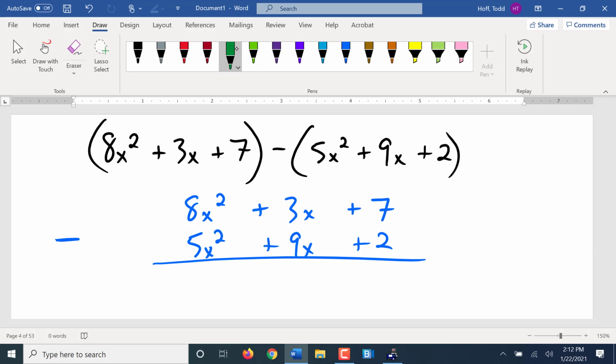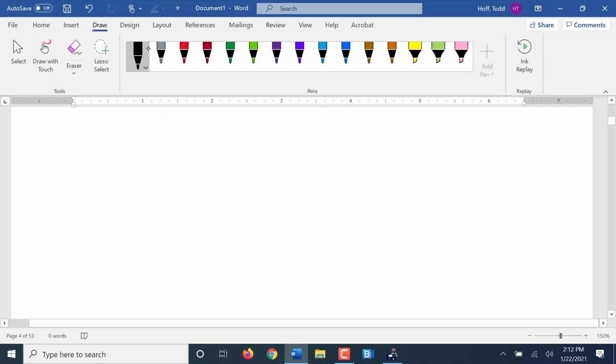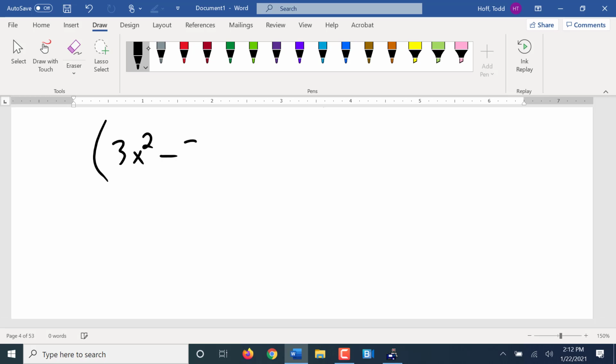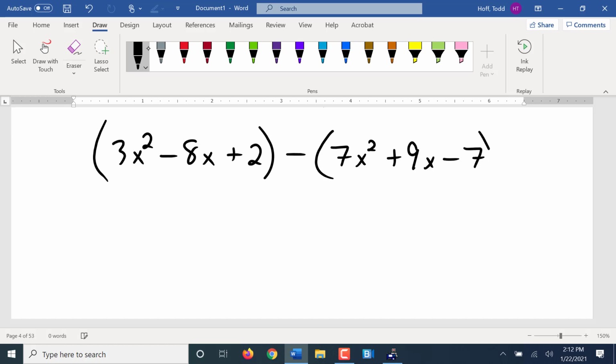7 minus 2? 5. 3x minus 9x? Negative 6x. And 8 minus 5? 3x squared. Well, we had negatives in our result there, but we didn't have any negative digits in our numbers. And when we put negative digits in our numbers, things get weird. So 3x squared minus 8x plus 2 minus 7x squared plus 9x minus 7.